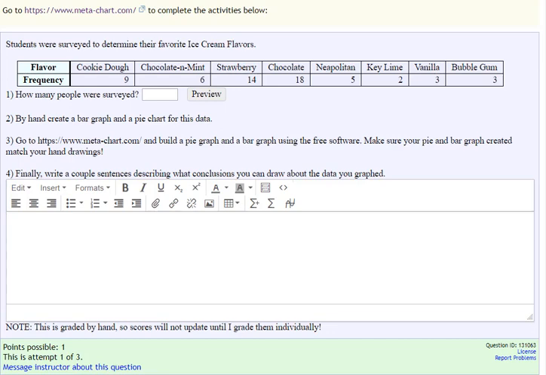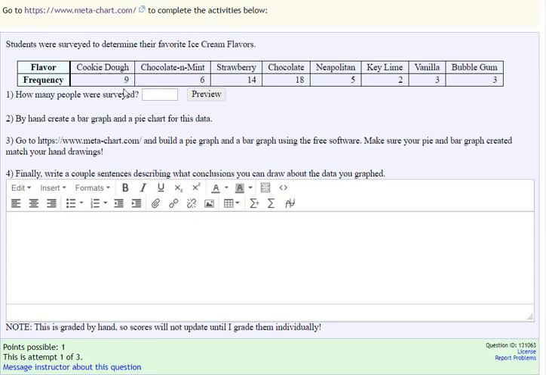In this video, I'm going to work out some examples of how to find percentages of a whole and also how to draw a bar graph and a pie graph from the data. So students were surveyed to determine their favorite ice cream flavor. Their flavors that they could pick from were cookie dough, chocolate and mint, strawberry, chocolate, Neapolitan, key lime, vanilla, and bubblegum. And so each one of these sections has a frequency assigned to it.